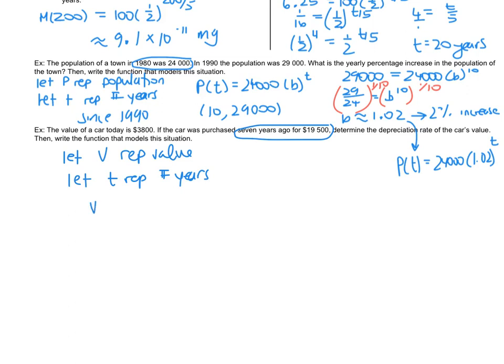So then I have V at T equals, the initial value is 19,500. We don't know the depreciation rate, so I'll write B to the power of T. And then we know that 7 years later, so in 7 years, the value drops to 3,800. So I want you to pause the video, sub this point in for the value and the time, and then solve for that base to get the depreciation rate and the final equation.